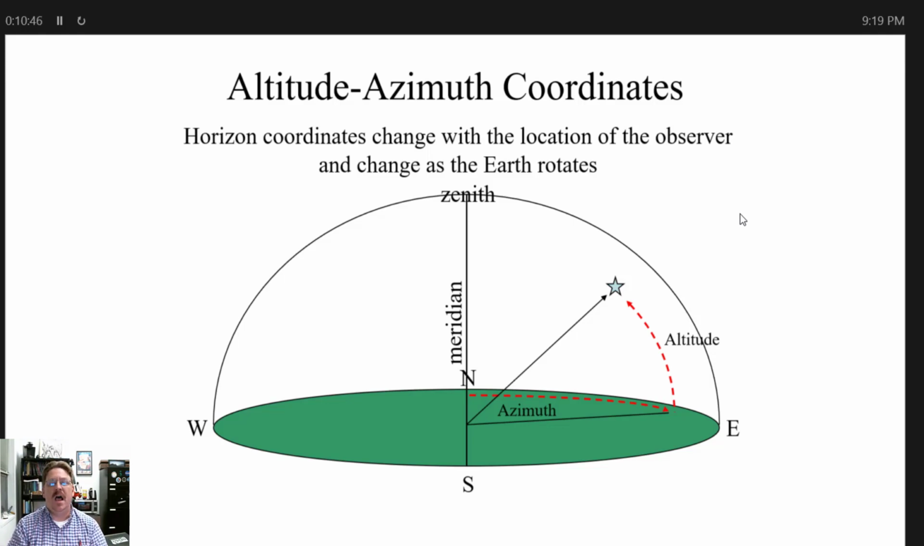If you were to draw a line from due north through zenith all the way back down to south, that would be known as your meridian, or your local meridian. And the local meridian is useful because if you have an object on that meridian, when that object crosses your meridian, that is as high up as the star or object is going to get over the course of the night.